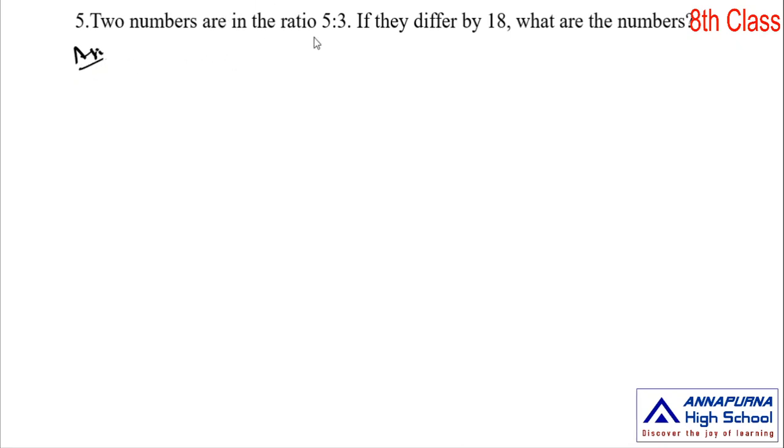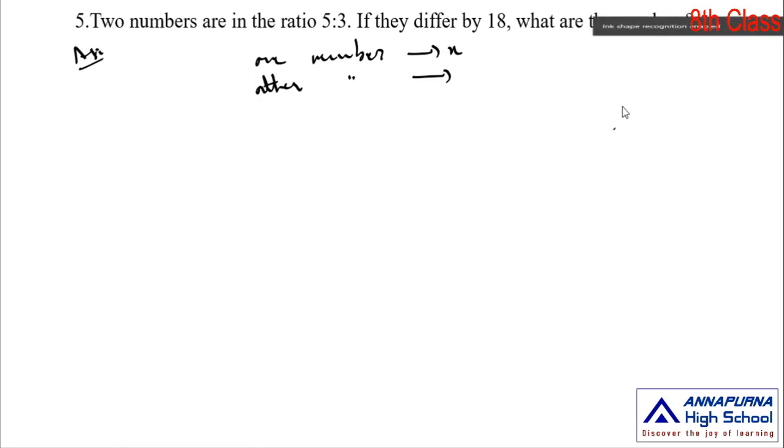Okay, so the two numbers are in the ratio 5:3. They differ by 18. So if one number is x, then in case you guess the other number from the second condition, their difference is 18. So what is the other number? How to guess it? See, here the difference is given. That means first number minus second number is equal to 18.